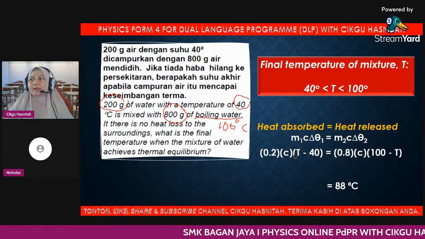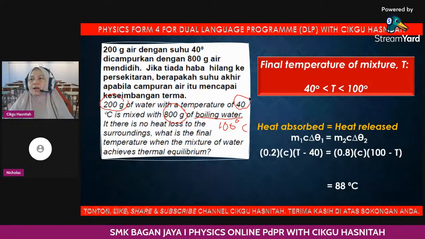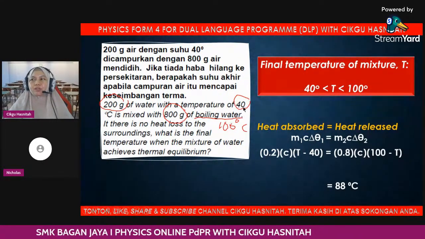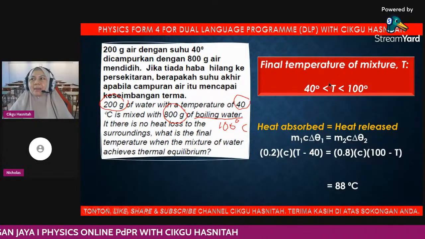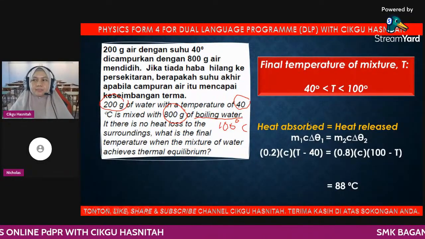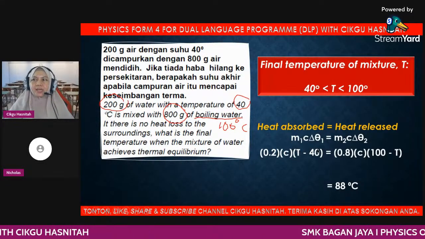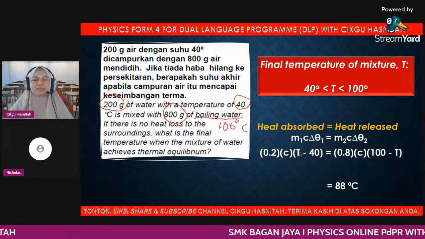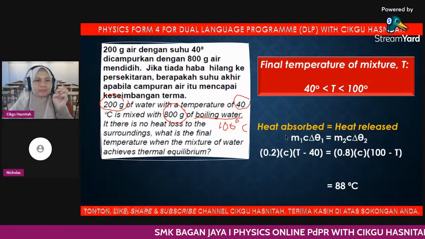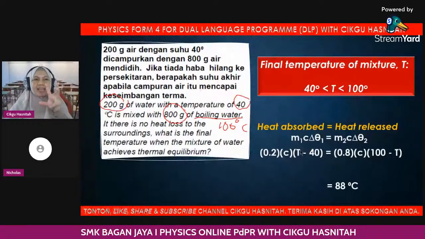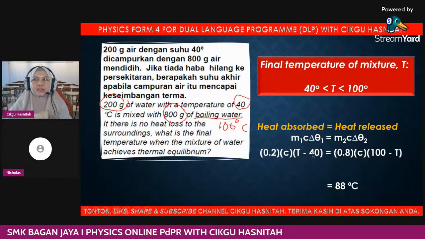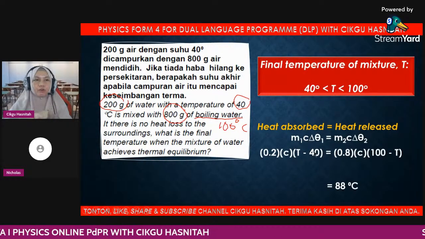So this is the temperature change for the water which is initially at 40 degrees. We label the final temperature as T. So why T minus 40? Because the final temperature must be higher since it absorbs heat. So the final temperature must be higher than 40. So the temperature change is T minus 40.